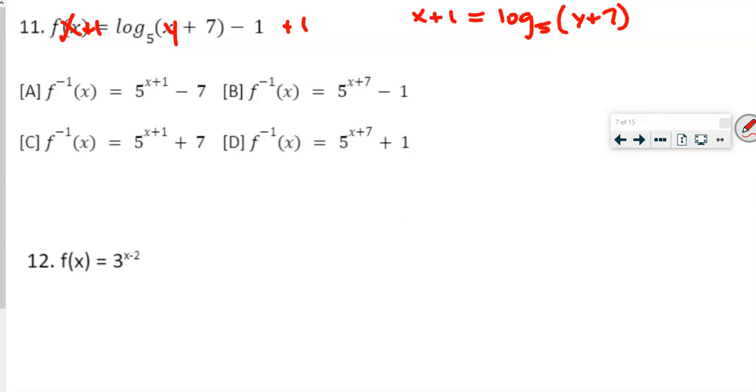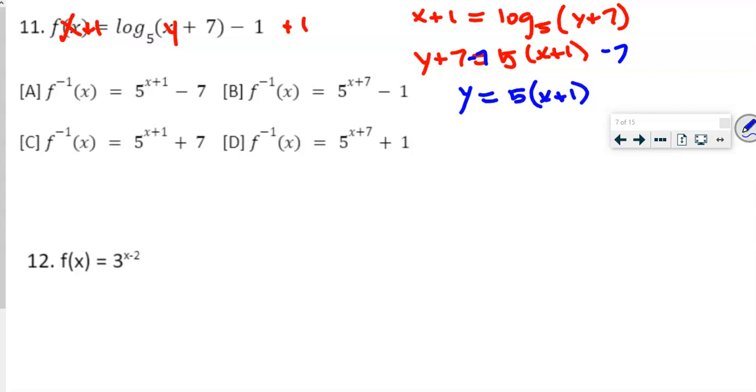Write it in exponential form, so it's going to be 5 to the x plus 1 power equals y plus 7. So we're going to subtract 7 from both sides. So it's going to be y is equal to 5 to the x plus 1 power minus 7. So that was A.